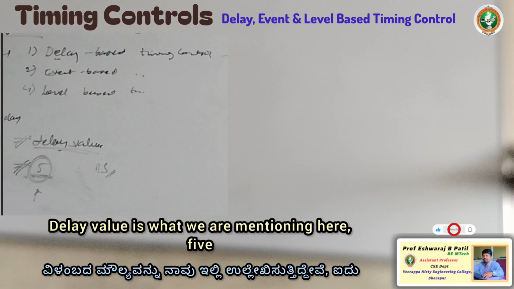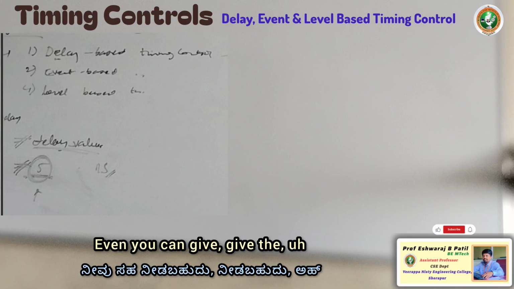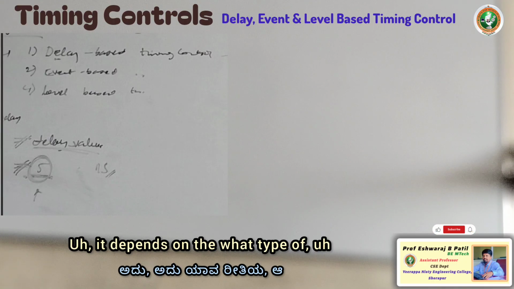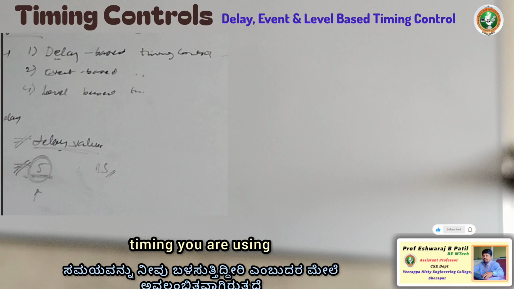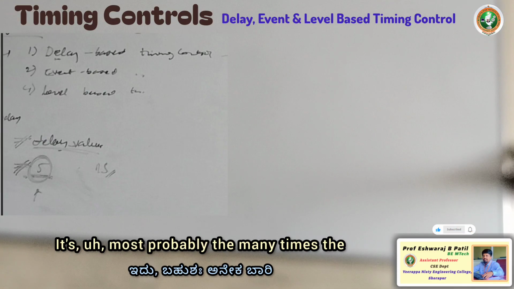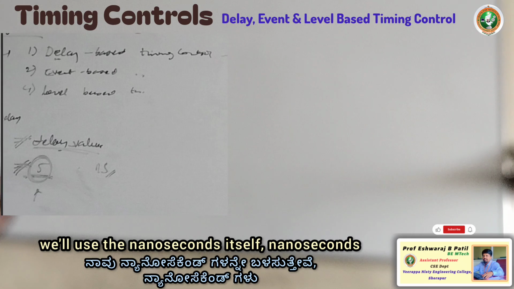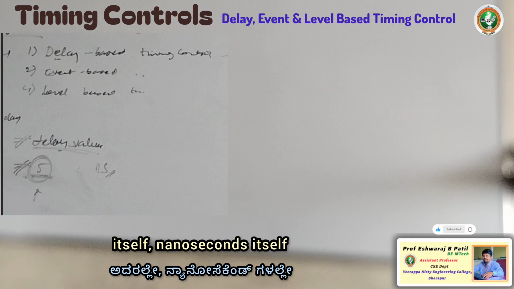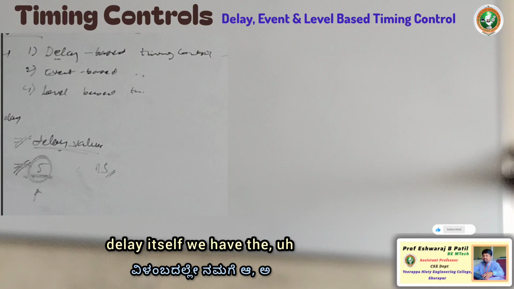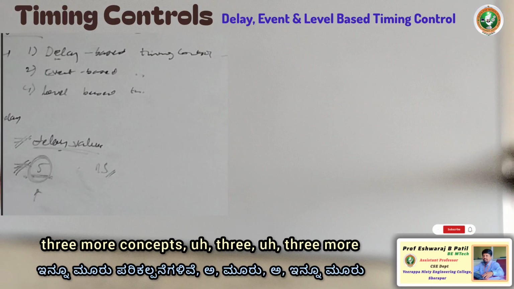The delay value we are mentioning here is 5. You can also give any number value, like 30 or 10. It depends on what type of timing unit you are using, whether it is nanosecond or microsecond. Most of the time we will use nanoseconds itself. And in this delay itself we have three more concepts.